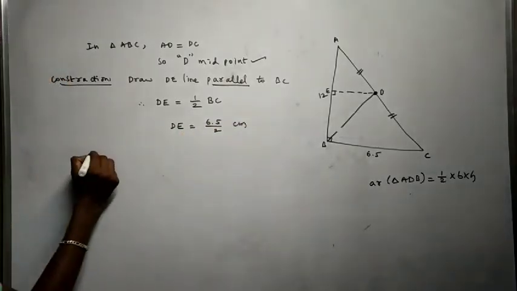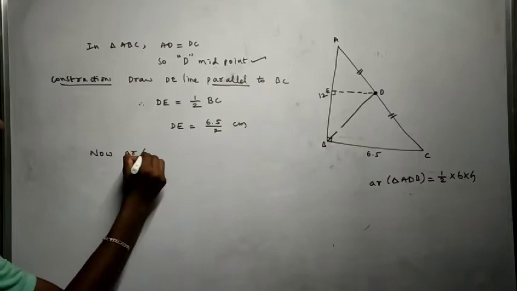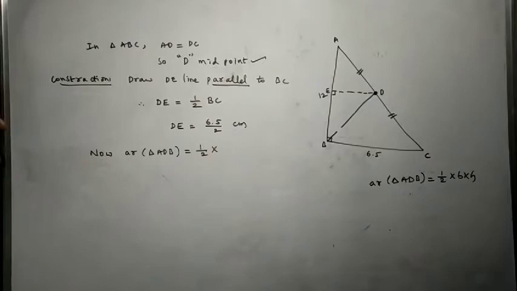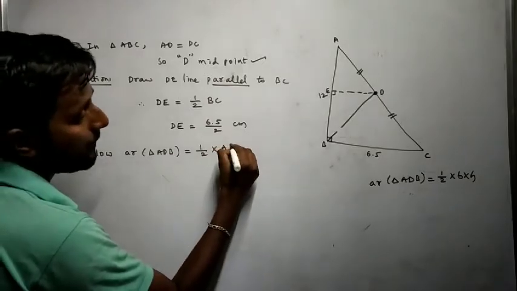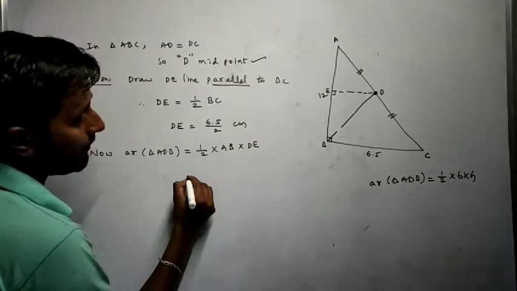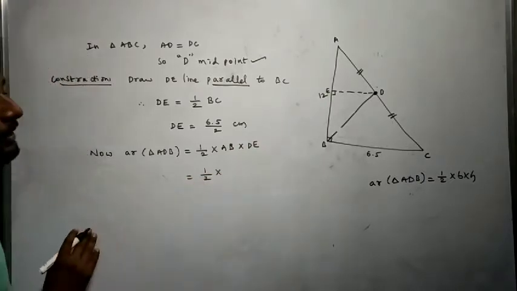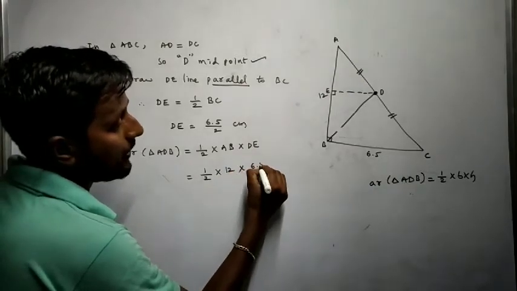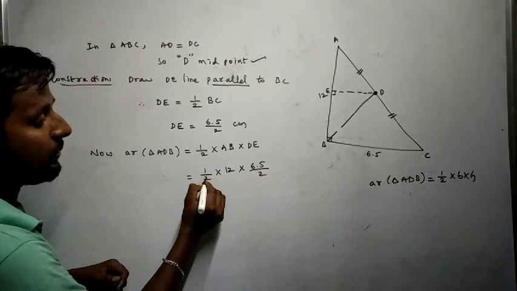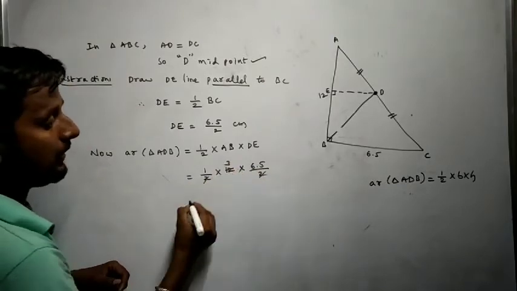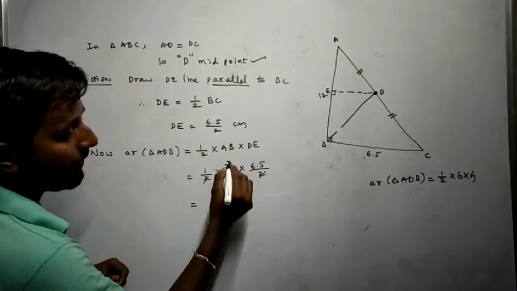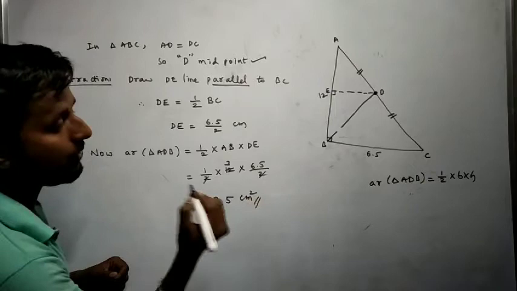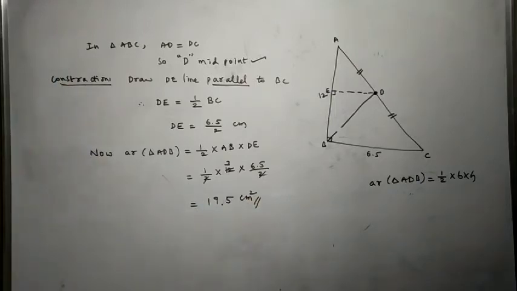Right? Okay, now area of triangle ADB is equal to half into base. Base is nothing but AB. Height is nothing but DE. Half into AB, 12 centimeters. Correct? DE, 6.5 by 2. Correct? And we know the denominators, 2 2s are 4, 4 3s are 12. Simple. 3 5s are 15. 1 carry, 3 6s are 18 plus 1, 19.5 centimeter square. That is the area of triangle ABD.